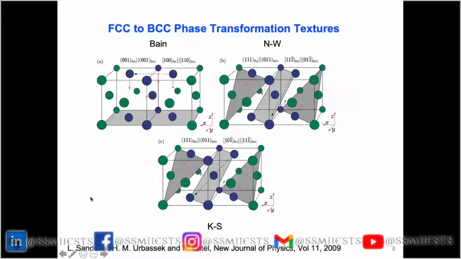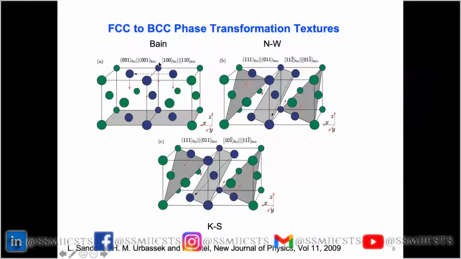Good. So now let's have a look at the different solid state transformations and how they may affect the texture. For example, probably one of the best known, most documented phase transformations is the FCC to BCC phase transformation in iron, in steel, in low carbon steels. FCC is the high temperature austenite phase and BCC is the low temperature ferrite phase.